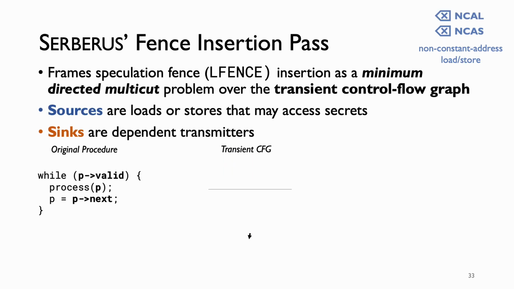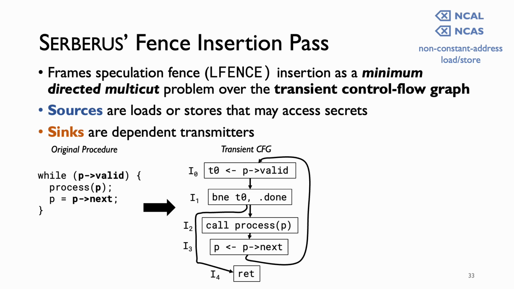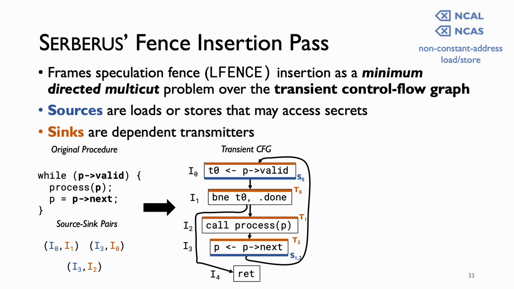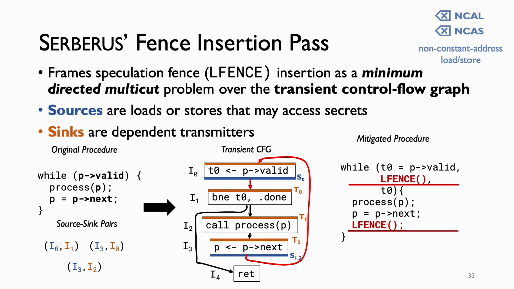So the final pass to run is Serberus's fence insertion pass. This frames optimal speculation fence insertion as a min-cut problem over the transient control flow graph of each procedure. First, it constructs a transient control flow graph representing all possible transient execution paths through the procedure. Then we identify a set of source sink pairs whose sources are NCAL or NCAS taint primitives, and sinks are either dependent transmitters or interprocedural control flow instructions like calls or returns. Then we run a heuristic min-cut algorithm to identify a set of transient control flow edges, which we remove by inserting speculation fences.